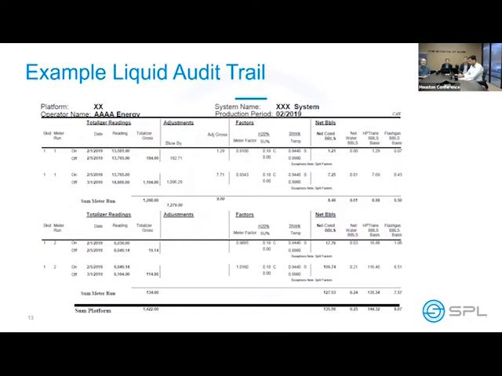In the totalizer reading section on the left-hand side, we are calculating what's known as an indicated volume. Those indicated volumes are calculated based on readings from a totalizer, an opening reading and a closing reading. You'll notice that in this case we actually have 2 meter runs, the top section being the first meter run and the bottom being the second.